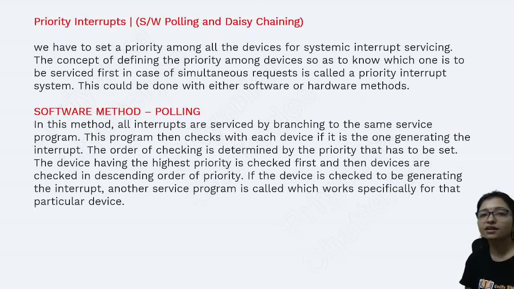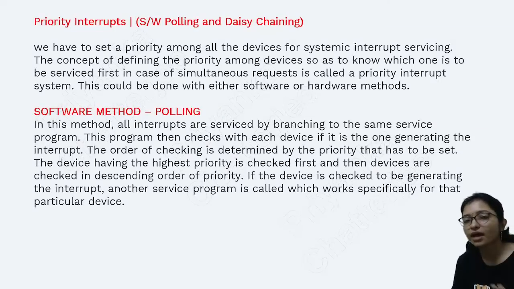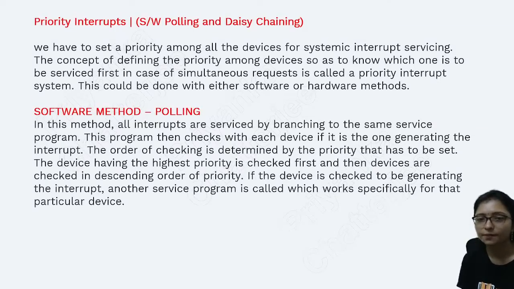Then what is priority interrupt? Priority interrupt is handled by software polling and daisy chaining. Mostly software polling is useful here. You can see that priority means lots of interrupts are coming at a time. Maybe 10 people are asking questions. Now out of them I have to set the priority of whom I will give the answer to, right? I have to set the priority.